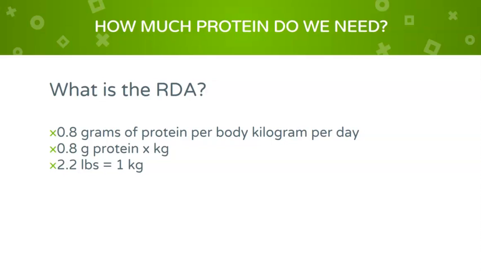So what is the RDA? What's a recommended amount of protein that we're supposed to consume per day? The equation is in kilograms. So if you weighed 200 pounds, you would weigh about half of that in kilograms. So the equation is 2.2 pounds equals 1 kilogram. So what we are asked to consume, what is considered to be a good level, is 0.8 grams of protein per kilogram per day.